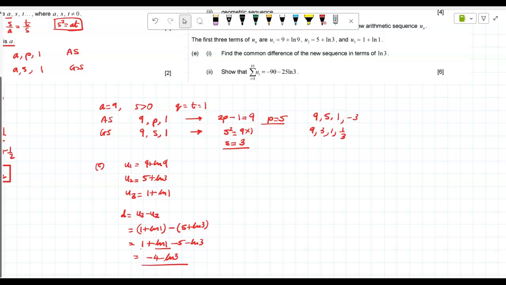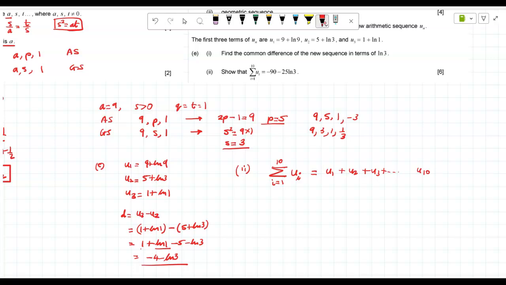Show that the sum from i equals 1 to 10 of u_i is given by this formula. So what is the meaning of u_i? That's a common, like a generator. Generator. So first I'll put 1, 2, 3, up to 10. I want the sum of the first 10 terms.